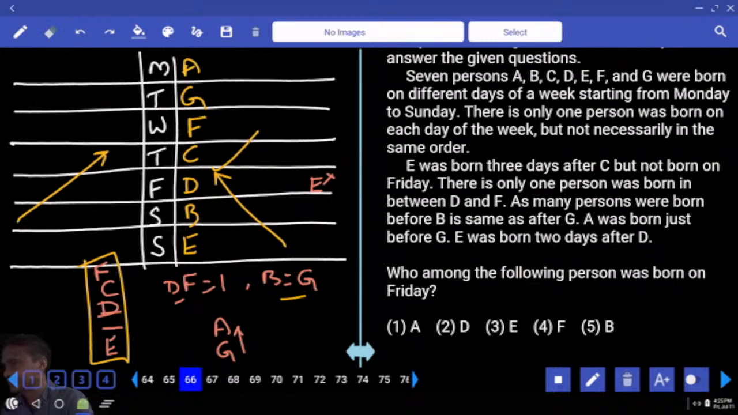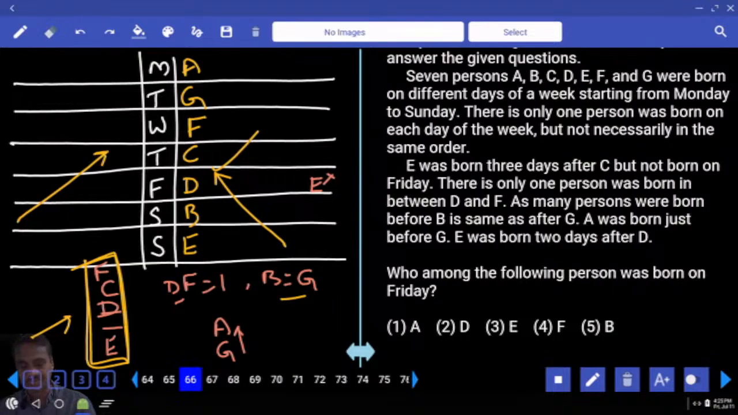We arrange in the diagram, but today we did it separately. Why? Because definite information is not given. Isn't it? Any definite information, whether any person is on Wednesday or Tuesday, is not given. Hence we have combined 2 to 3 conditions and arranged them here. That is what you need to observe.